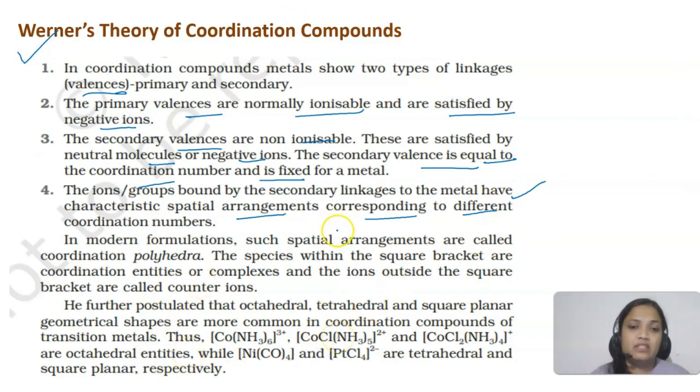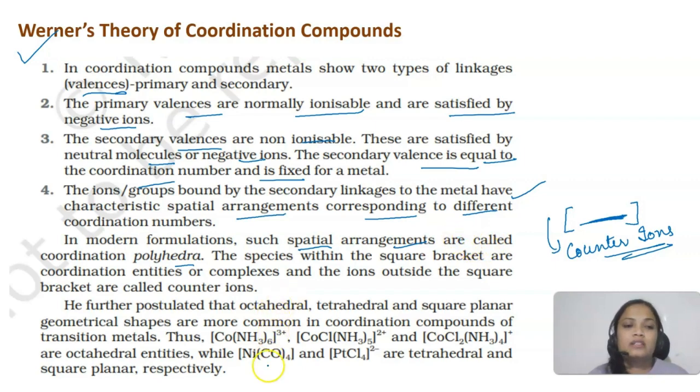And just now we have discussed these spatial arrangements are called coordination polyhedra. Okay, so the species inside the square bracket are coordination entities, and the ones that are outside it are called the counter ions.